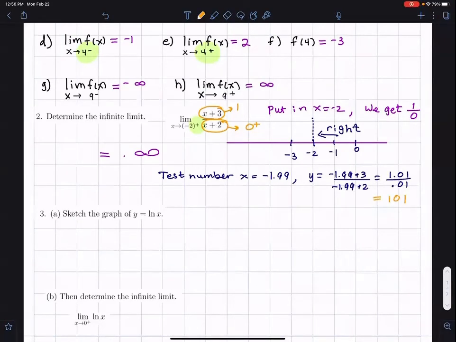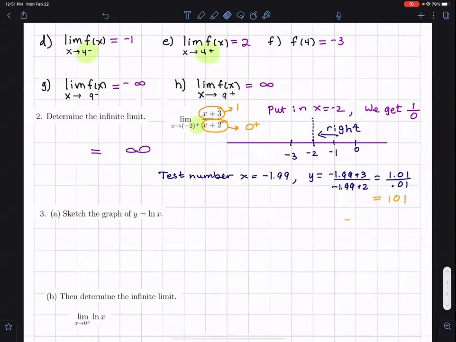If I wanted to get even closer, I put in -1.999999. I could add more nines, get even closer, but we're just going to get a larger positive number, I think. The reason is, I put in -1.99 and I got 101, and I just feel that if I add another 9, I would get, I believe, but I can check, 101. I mean, you can just keep putting in numbers.